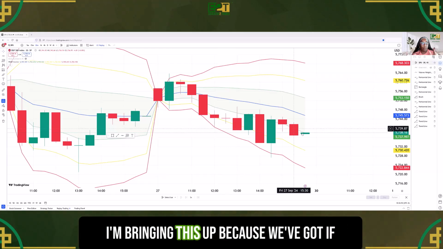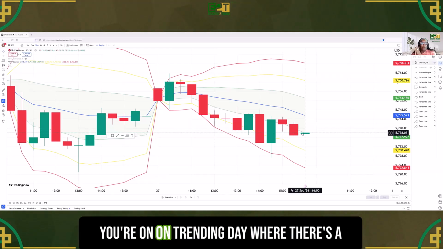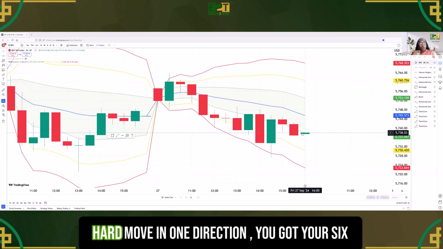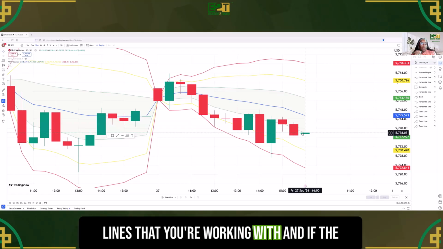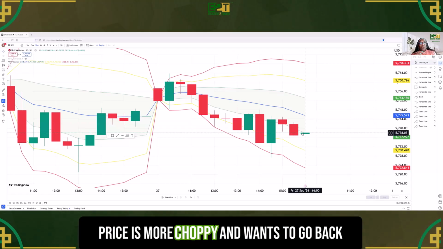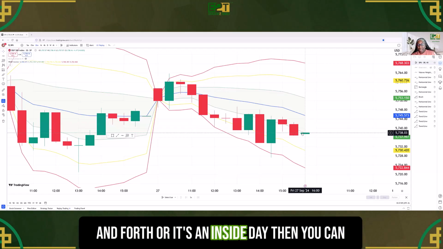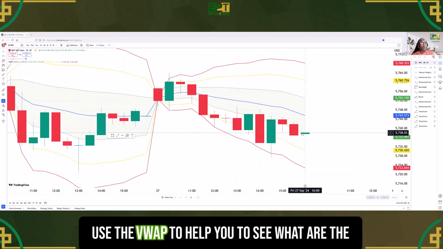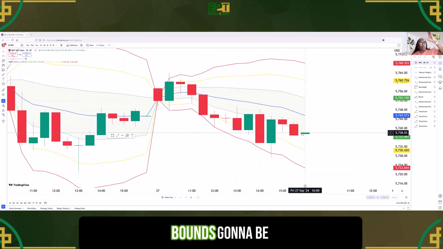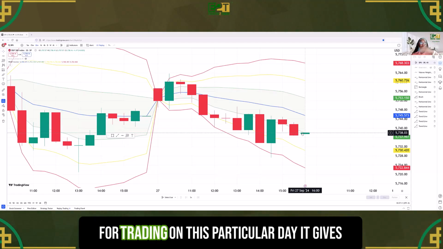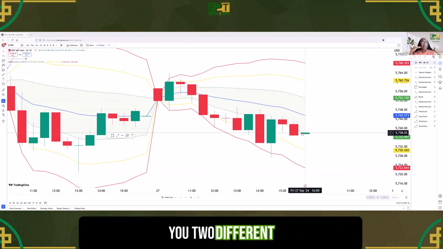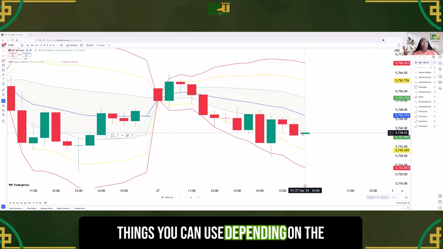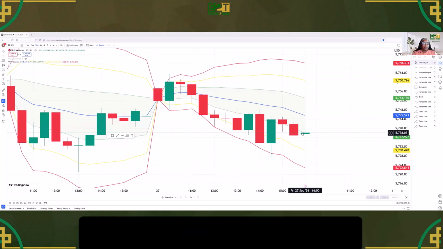So that's why I'm bringing this up. If you're on trending days where there's a hard move in one direction, you've got your 6 lines that you're working with. And if the price is more choppy and wants to go back and forth, or it's an inside day, then you can use the VWAP to help you see what the bounds are going to be for trading on this particular day. It gives you 2 different things you can use depending on the environment of the day.